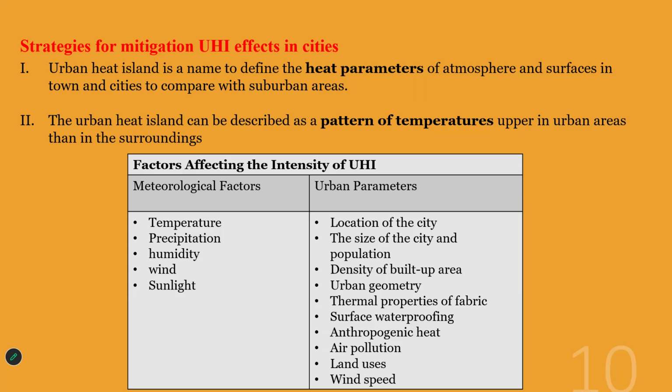Regarding the strategies for mitigating urban heat island effect, in this study, we have placed the main emphasis on some meteorological factors and urban parameters. Regarding the first one, as can be seen in the table, we have focused on the temperature, humidity, wind, and sunlight. And regarding the following parameters that can be seen on the right side of the table, we have studied the location of the city, the size of the city, density of built-up area, urban geometry, thermal properties of the construction material, building construction material, air pollution, land uses, and wind speed.